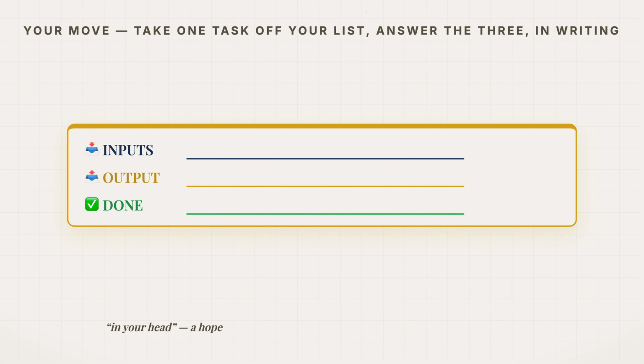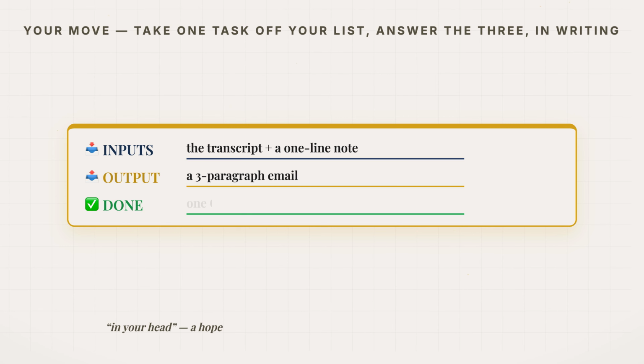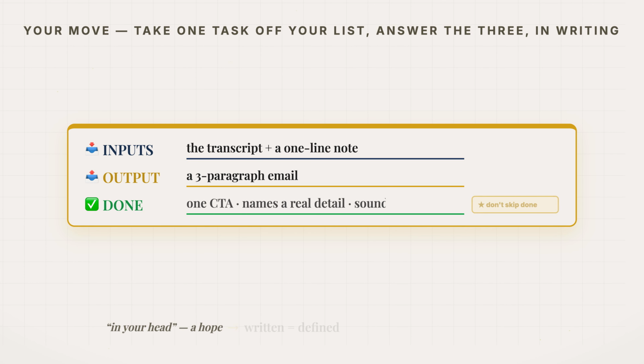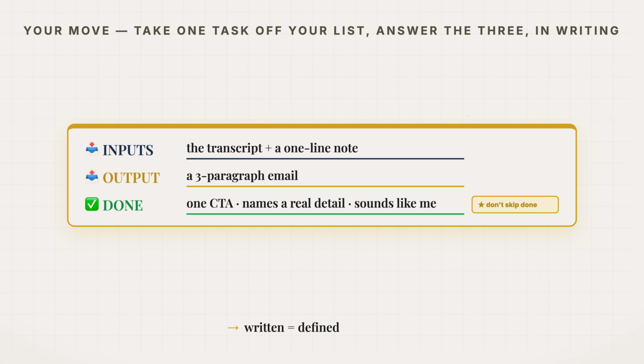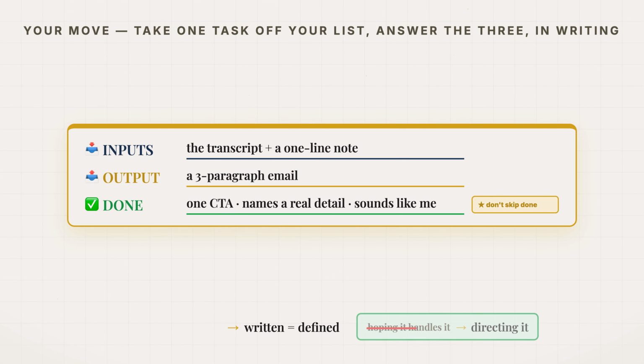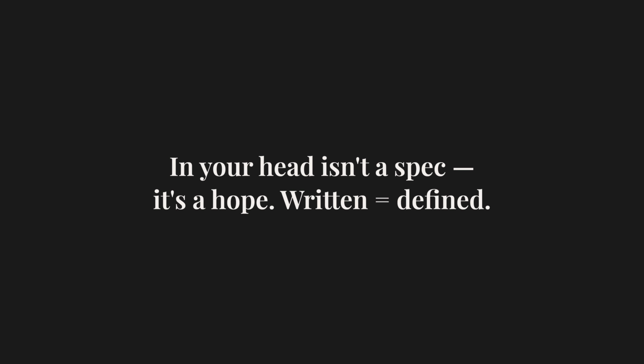So here's your move, and you do it in writing. That part matters, because a spec in your head isn't a spec, it's a hope. Take 1 AI task off your list and answer the 3 questions on paper. What goes in? What must come out? How you'll know it's right? Do not skip the 3rd one. Done is the question that catches the mistakes before they reach a customer, a boss, anyone. When you've got real answers to all 3 written down, the task is genuinely defined. It's no longer something you're hoping the AI handles. It's something you're directing it to do.